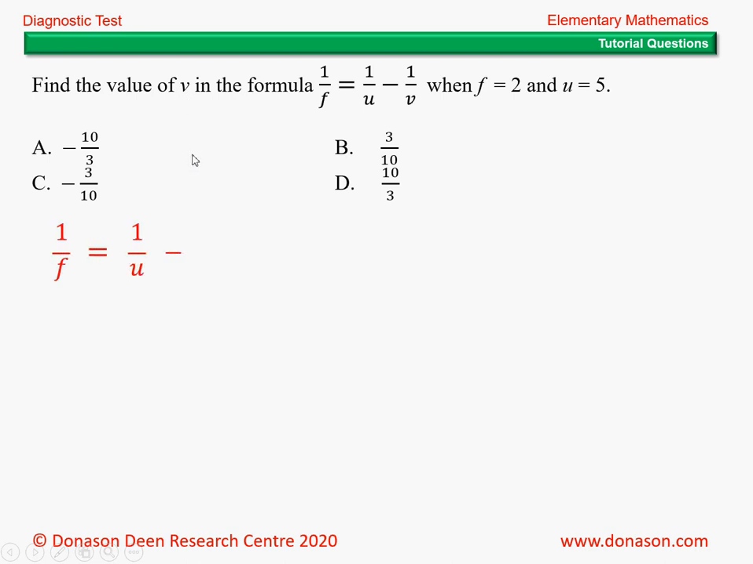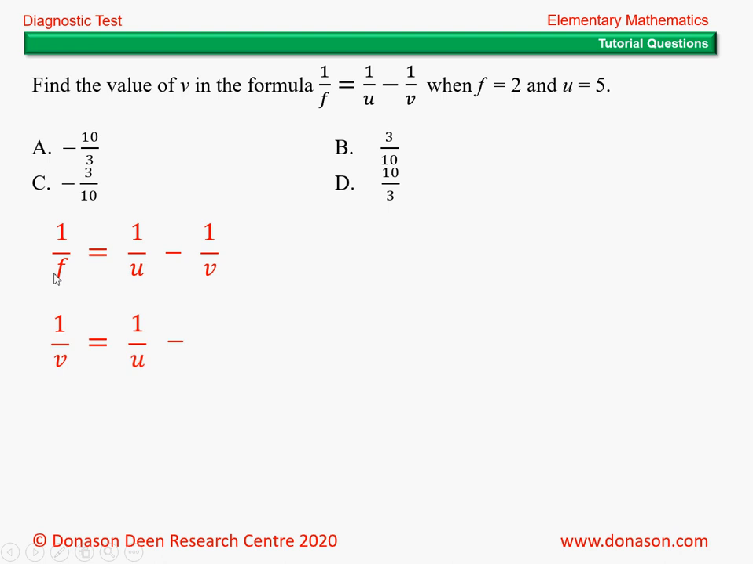First, we're going to copy down the formula: 1 over F equals 1 over U minus 1 over V. That's what's given to us. In this formula we need to make 1 over V the subject first. Because this is a minus 1 over V, when I throw it over to the left side, the minus is going to become plus. So I get plus 1 over V. The 1 over U did not go to the left side, so it's on the same side.